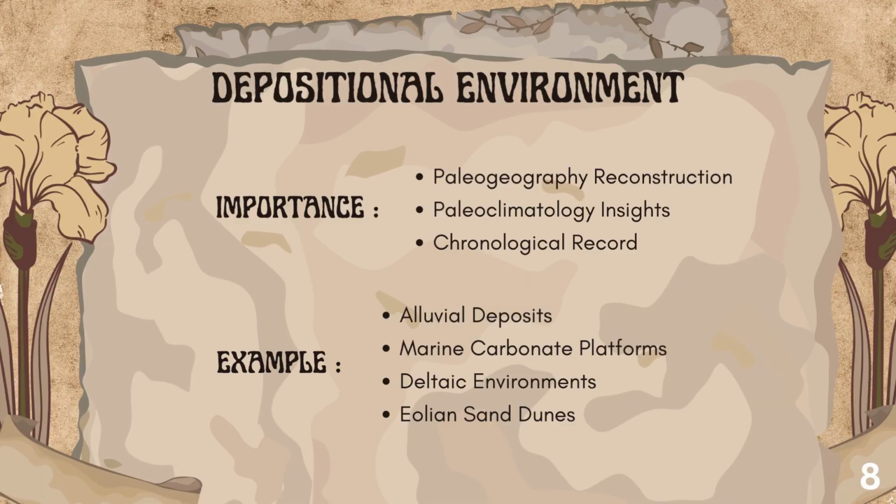Next point is regarding the importance of the depositional environment, such as paleogeographic reconstruction, which refers to past environments and spatial distribution and identification of ancient landscapes. Next is paleoclimatic insight, which is related to climate-dependent features and identifying the climate zone and seasonal variation. There is one more point, which is the chronological records, which is the stratigraphic sequence and the cyclical pattern.